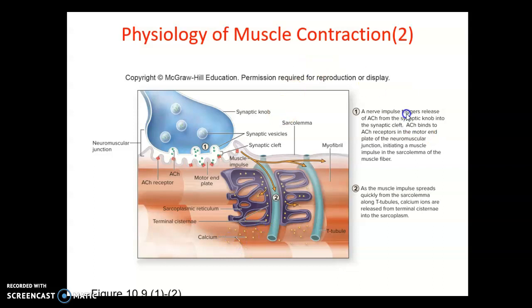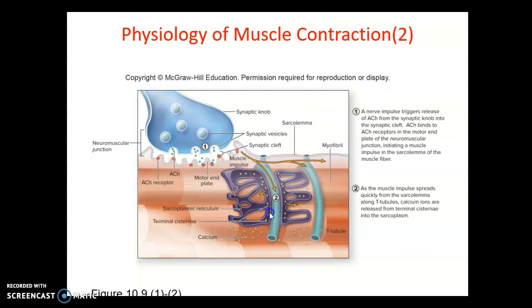As it says here, a nerve impulse triggers release of acetylcholine from the synaptic knob into the synaptic cleft. Acetylcholine binds to acetylcholine receptors in the motor end plate of the neuromuscular junction, initiating a muscle impulse in the sarcolemma of the muscle fiber. Part 2 is as the muscle impulse spreads quickly from the sarcolemma along the T-tubules, calcium ions are released from terminal cisternae into the sarcoplasm.